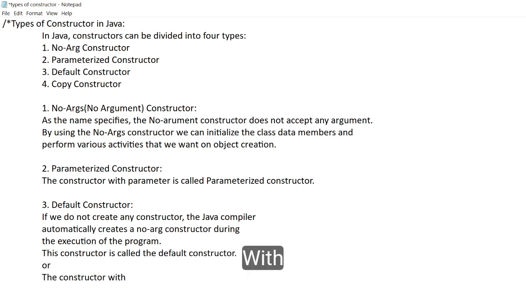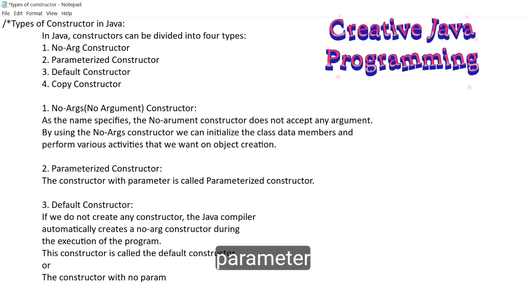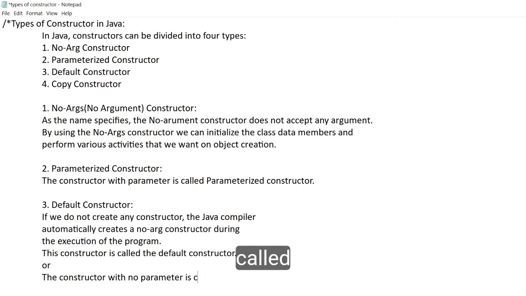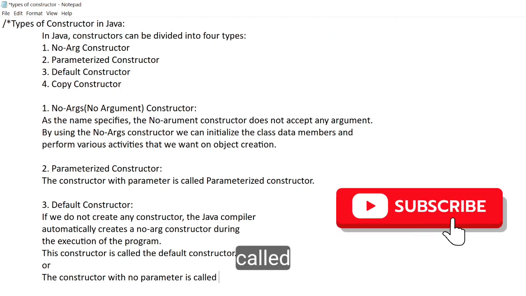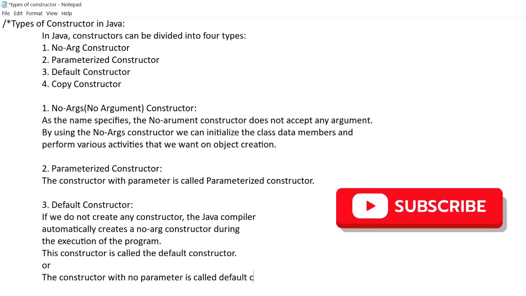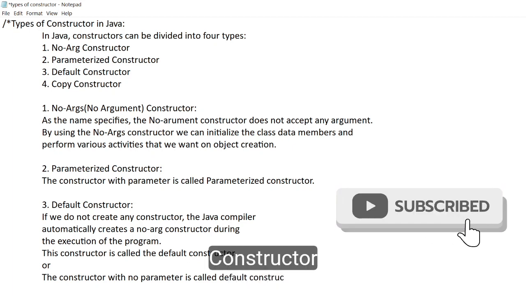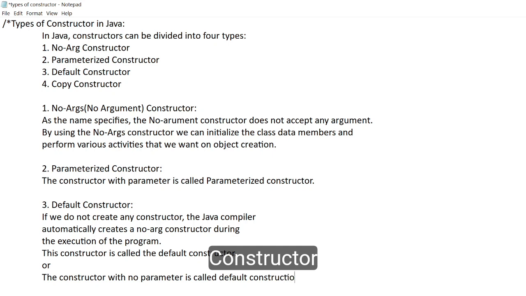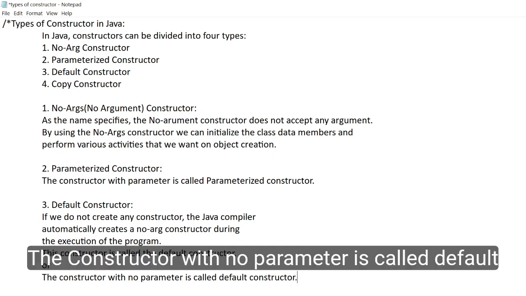with no parameter is called default constructor. The constructor with no parameter is called default constructor.